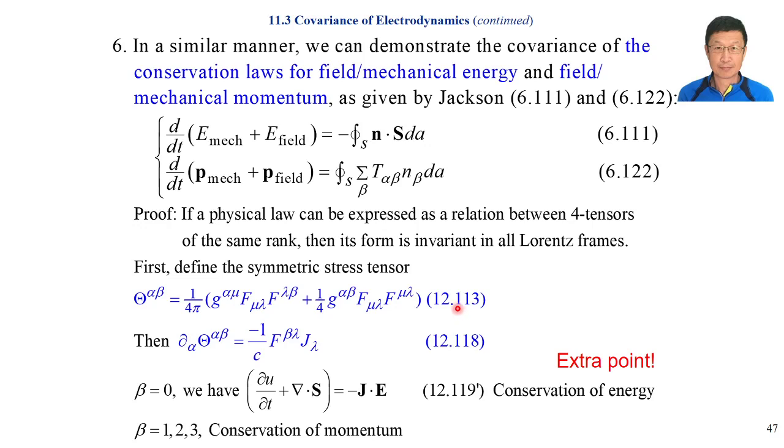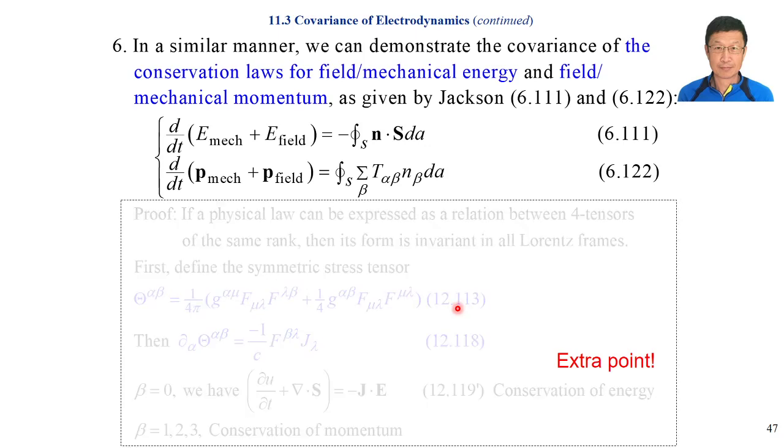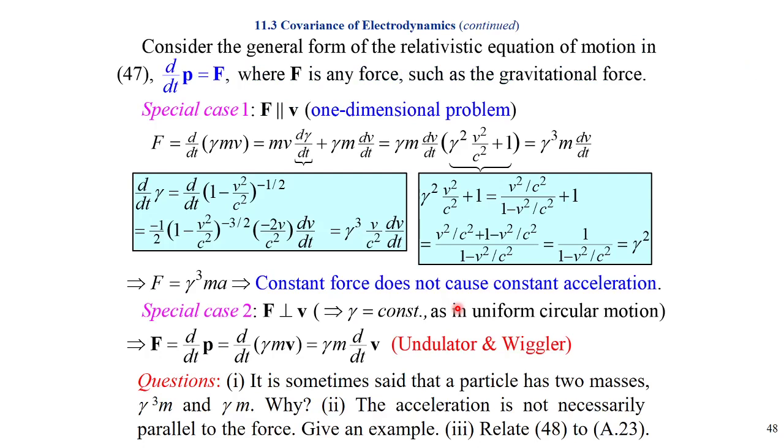Okay, I will give you 2 special cases and 2 problems. After this page, I will show you 2 special cases. Actually, these 2 special cases are related to chapter 14. The first case is the linear accelerator. The second case is something like synchrotron radiation. It's related to the undulator and the wiggler.